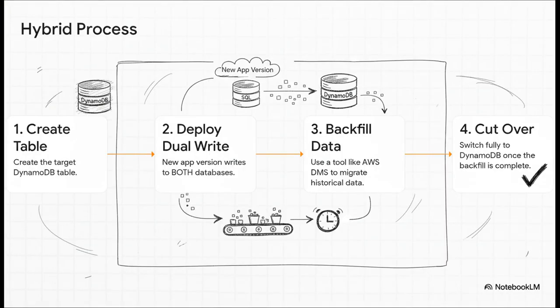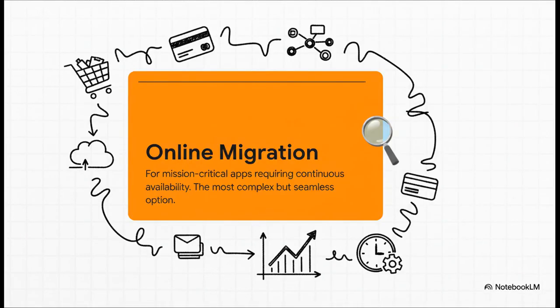First, you deploy a new version of your app that writes all new data to both the old SQL database and the new DynamoDB table at the same time. While that's happening live, you kick off a background job to migrate all the old historical data. Then, once that backfill is totally done, you just cut over and point everything to DynamoDB. Pretty clever, right?